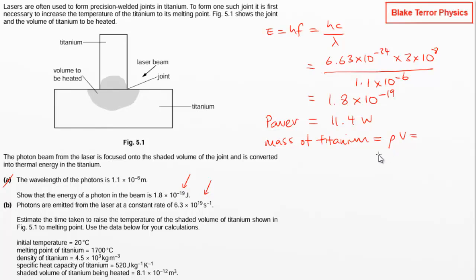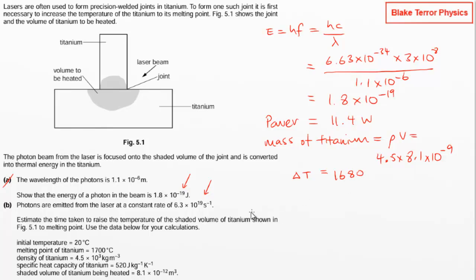So 4.5 times 8.1 times 10 to the minus 9. I'm going to save the calculator until I'm putting all the numbers together, I think, on this. Our change in temperature, so that's going up from 20 to 1700, so that's 1680.